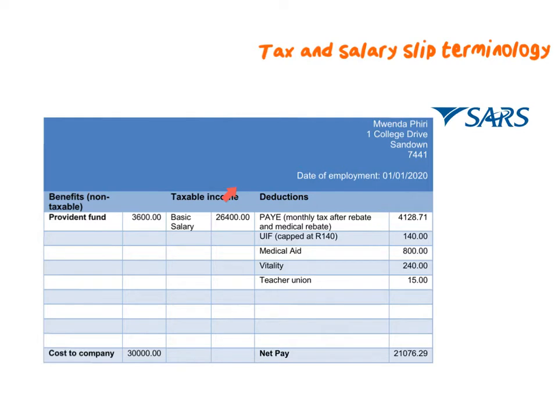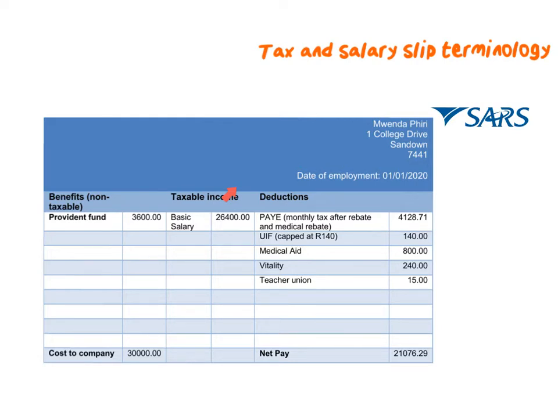Firstly, there's PAYE, which stands for pay as you earn. Just like a pay-as-you-go cell phone contract, this is money that's deducted from your salary on a monthly basis that goes to SARS, the South African Revenue Service. So this amount over here is your tax. On the next page, we're going to have a look at how to calculate this amount when your salary is given. Then, if you are employed, you also contribute to an unemployment insurance fund, or the UIF.